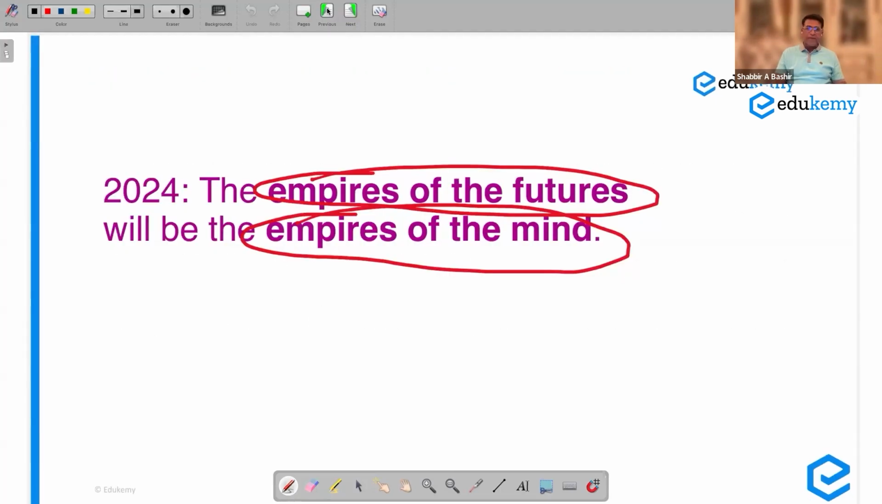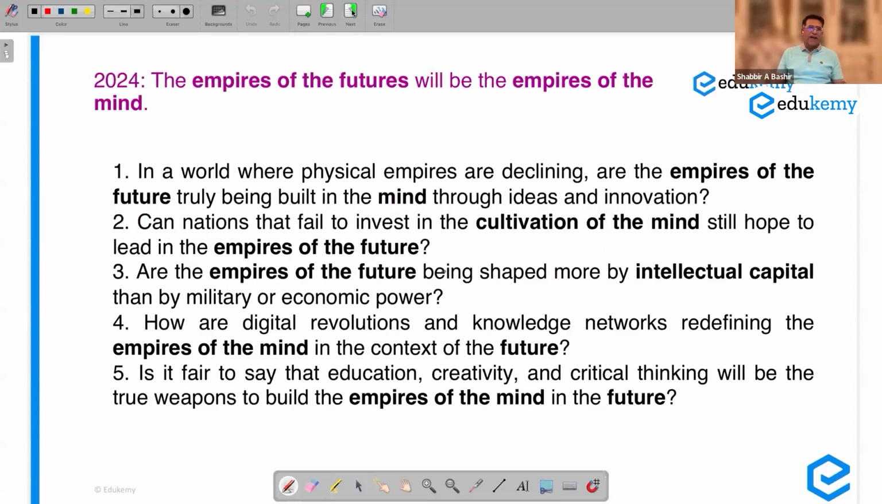So again, in this topic, the key phrases are empires of the future and empires of the mind. By the way, look up module 2, where I have used this topic to paraphrase also. So I'm using the common topic so that you have a sense of continuity in the techniques that you learn. So all the 5 questions. In a world where physical empires are declining, are the empires of the future truly being built in the mind through ideas and innovations?